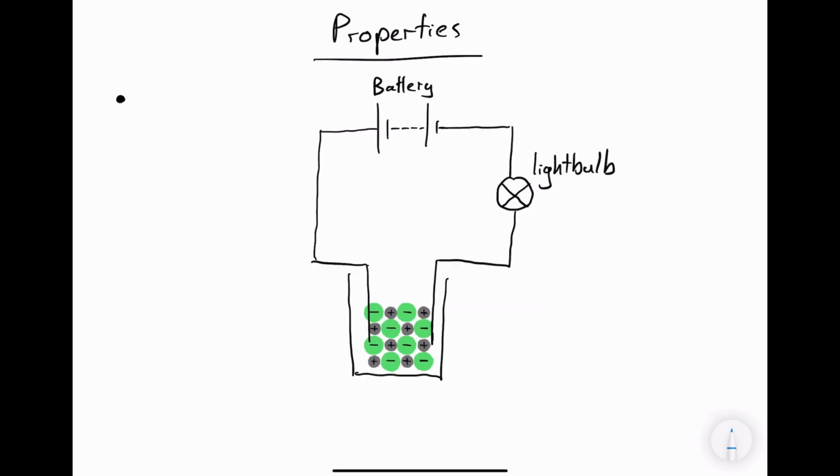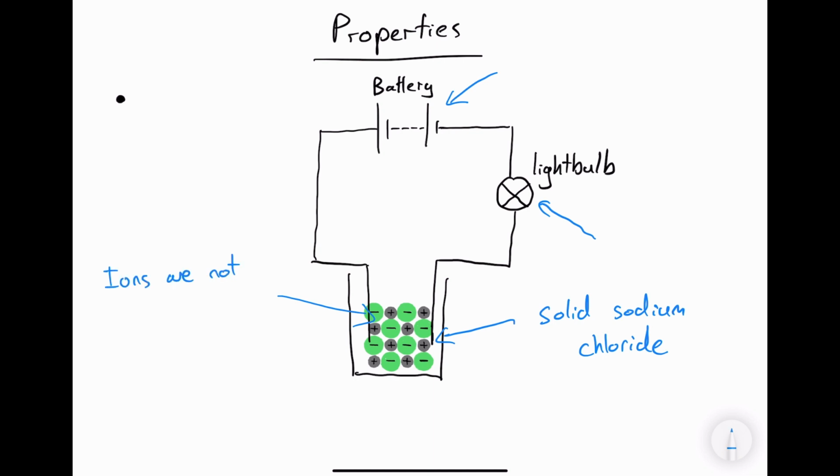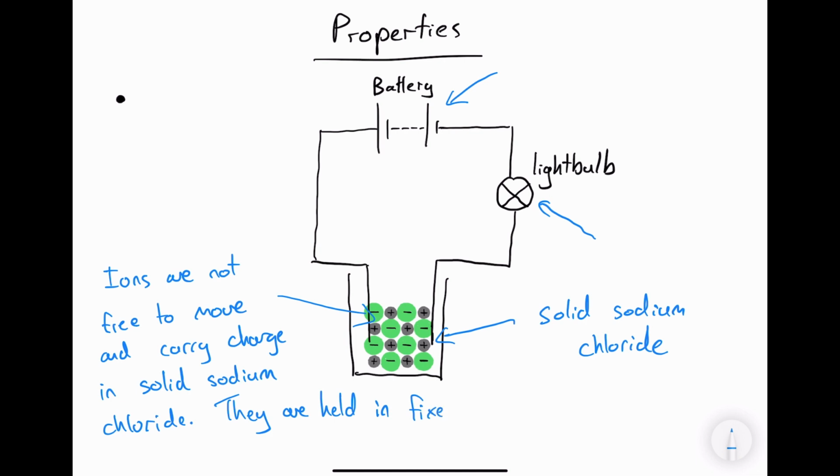In the diagram, we have a battery and a light bulb connected to solid sodium chloride. The light bulb would not turn on because solid sodium chloride does not conduct electricity. It does not conduct electricity because the ions are not free to move and carry charge. In a solid, they are held in fixed positions. Therefore, solid ionic compounds do not conduct electricity.